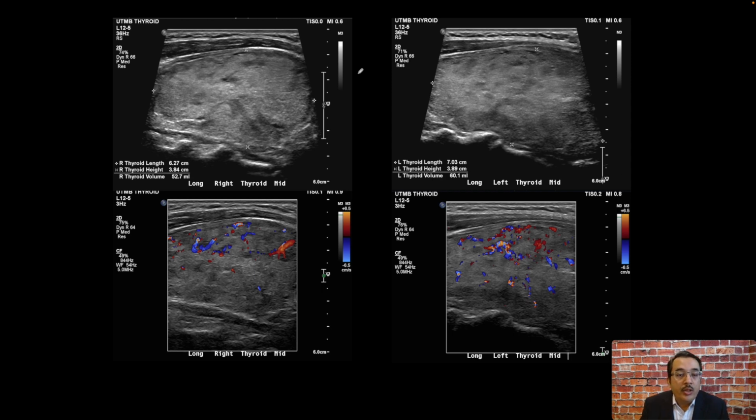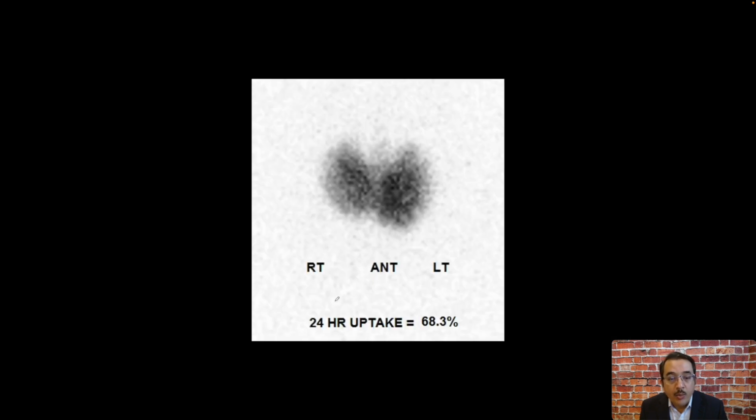Young female presented with hyperthyroidism. On the ultrasound, we find that both lobes of thyroid are enlarged and heterogeneous. And on the color Doppler images, we find that there is hyperemia in a symmetric fashion involving both lobes, suggesting Graves' disease. This patient underwent an I-123 uptake and scan.